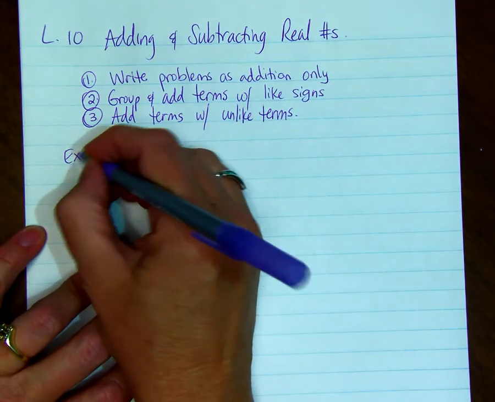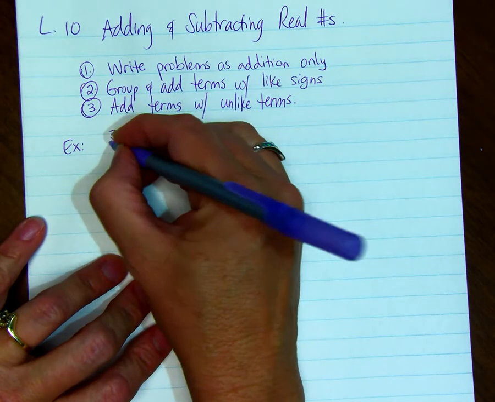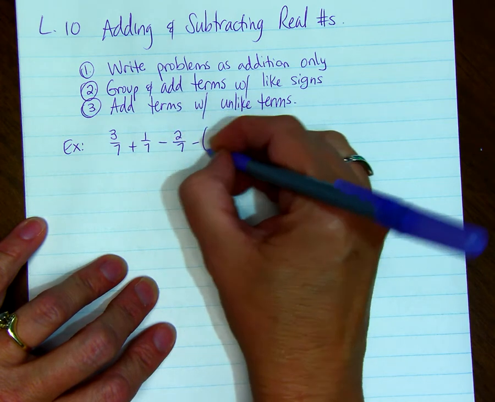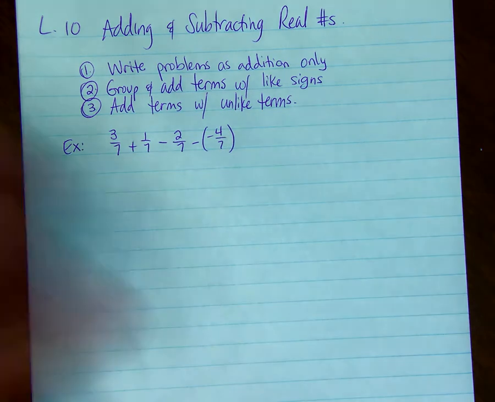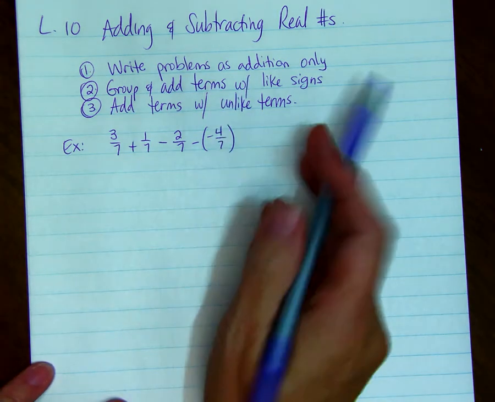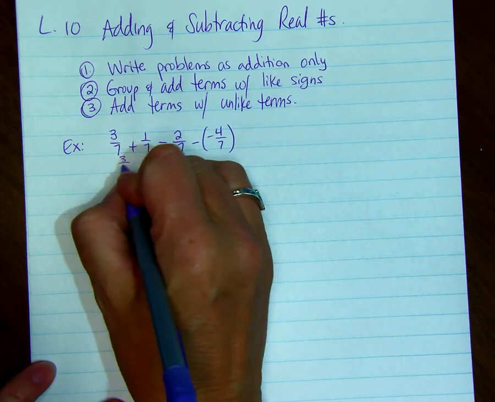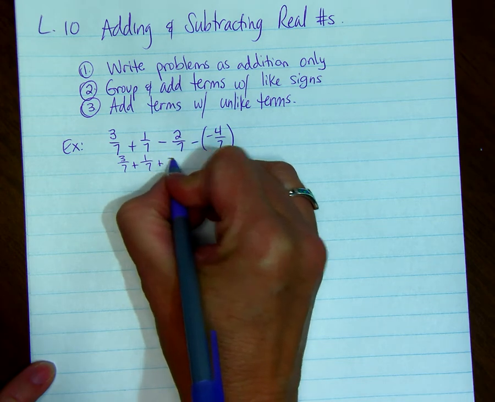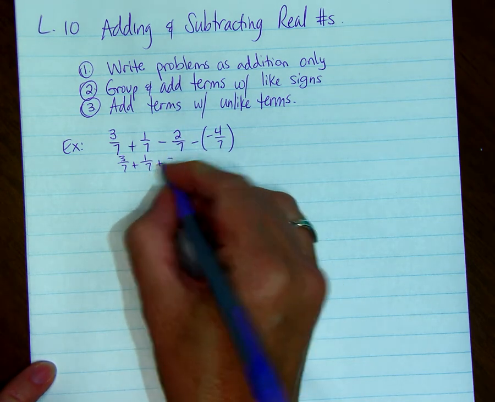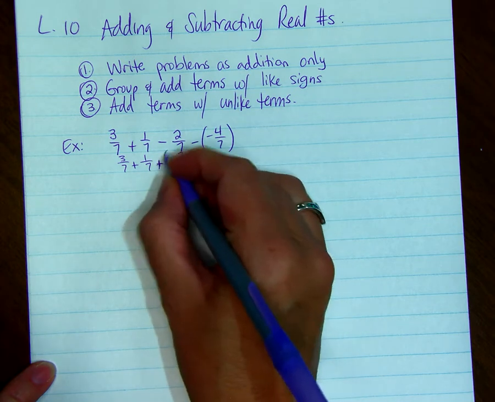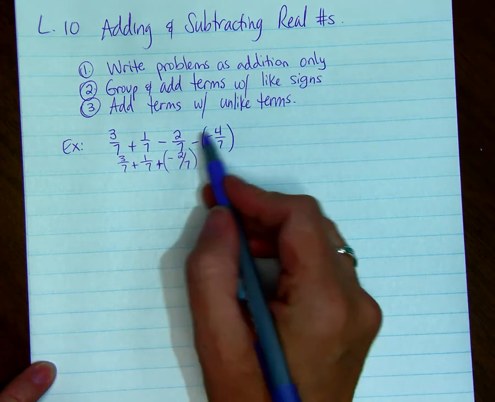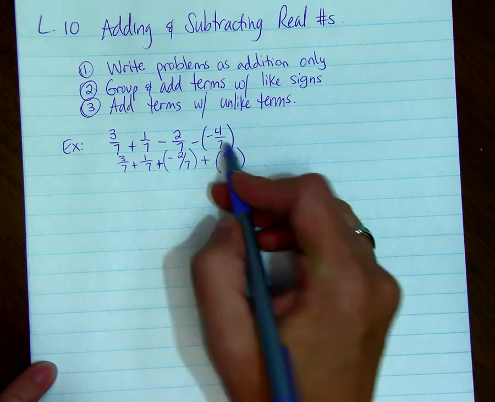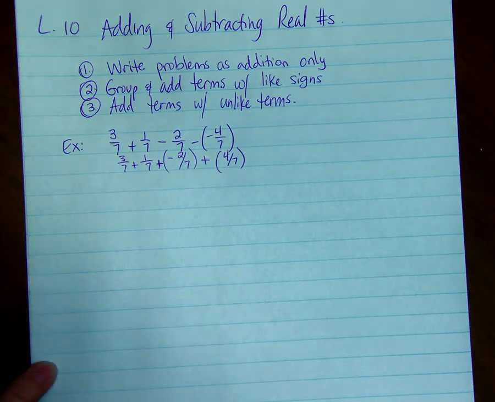So here's an example. We're going to add together 3/7 plus 1/7 minus 2/7 minus a negative 4/7. Now we're going to rewrite this as all addition. So we're going to only add here. So we have 3/7 plus 1/7. Now when you see subtract, it's the same thing as adding the opposite of what is there. So we want to add the opposite of 2/7, which is a negative 2/7. Now we're subtracting a negative, so we want to add the opposite or add 4/7, because the opposite of negative 4/7 is a positive 4/7.